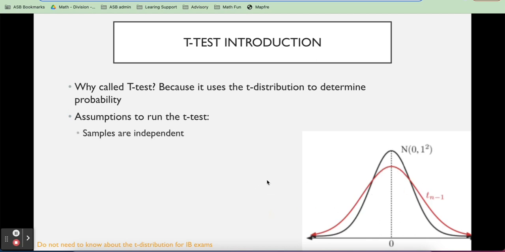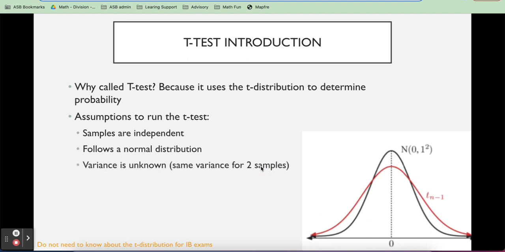The assumptions that we're going to be using are that your samples are independent from each other. So we need to make sure that both samples don't overlap. We don't have the same individual in both. It follows something similar to a normal distribution, and we're always going to know what the variance is. Again, you don't really need to know these specifics. The most important thing in this slide is that the samples are independent from each other.